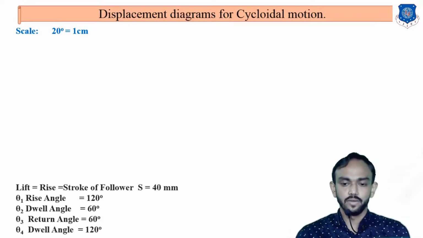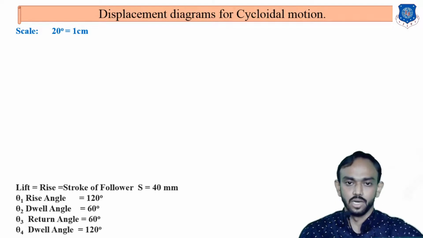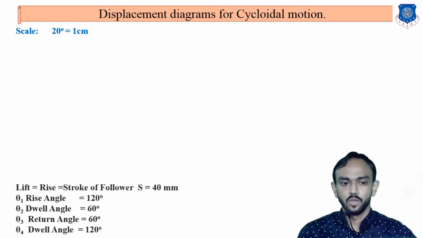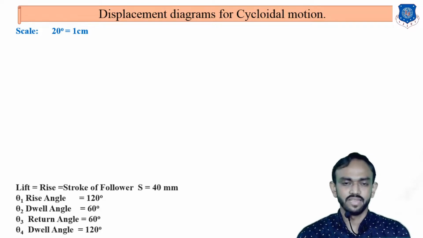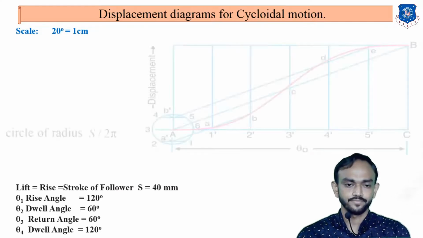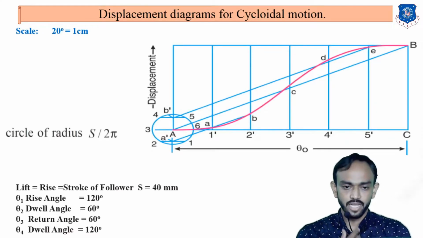Now, last and a very important diagram: the displacement diagram for the cycloidal motion. It is very tricky and very rarely seen in a book, because it is asked very few times. So how will you make this?